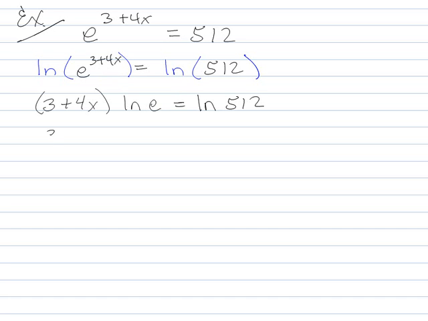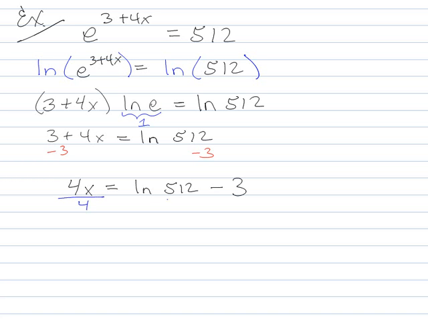So I've got 3 plus 4x, and now you'll recognize that the natural log of e is equivalent to 1, so times 1, so I really don't even need the parentheses anymore. That's just 1, so that goes away, equals natural log of 512. I'll subtract 3 on both sides, because now I'm just looking to isolate the 4x. So I've got natural log of 512 minus 3. Divide both sides by 4, and I get x equals natural log 512 minus 3 over 4.